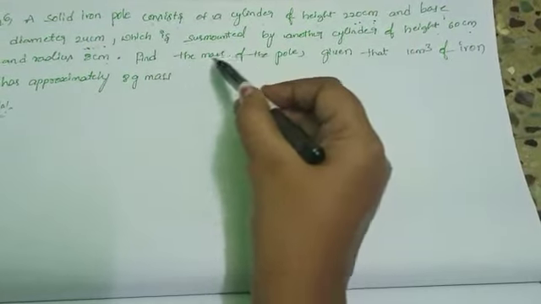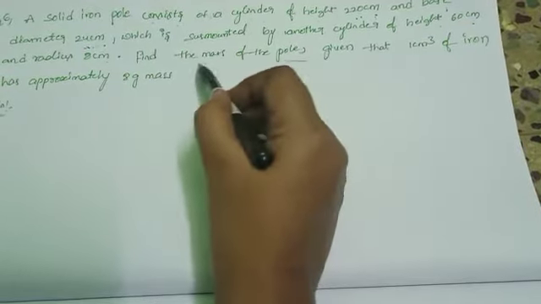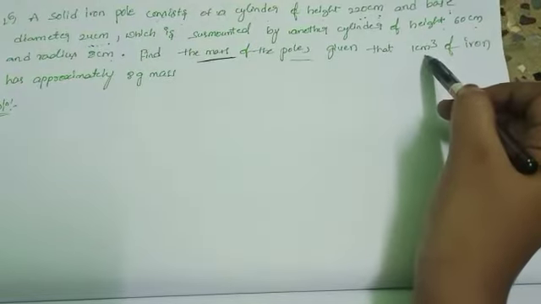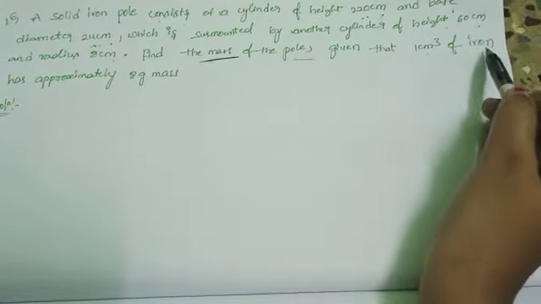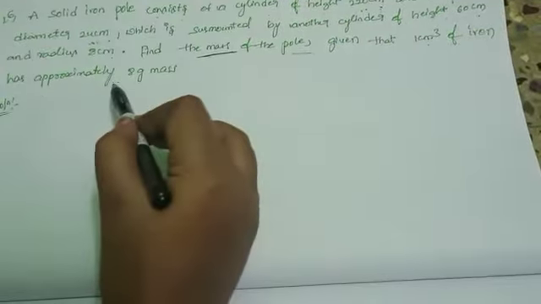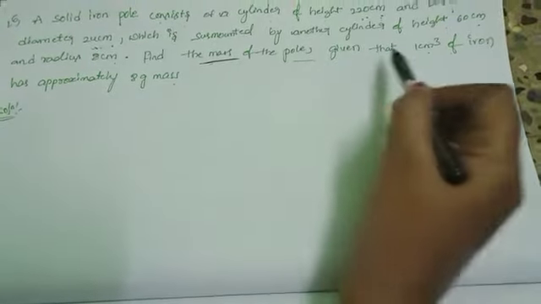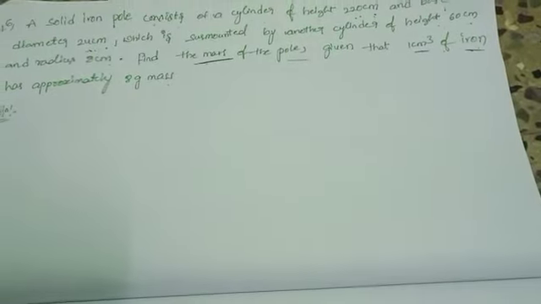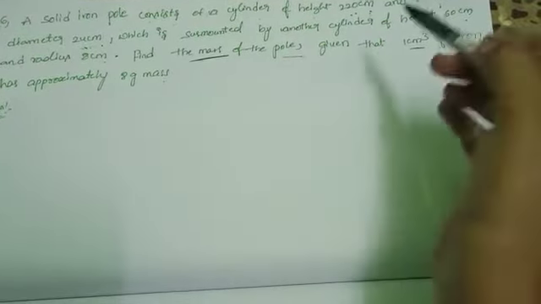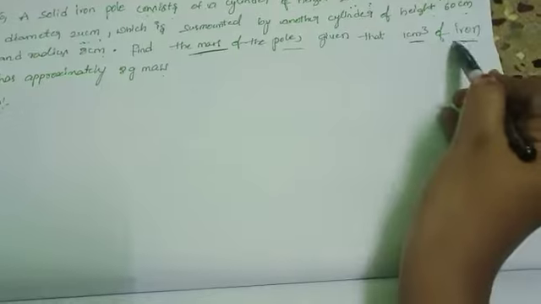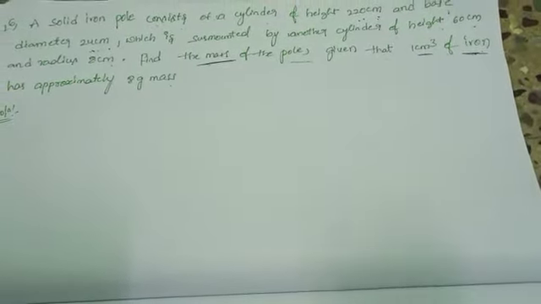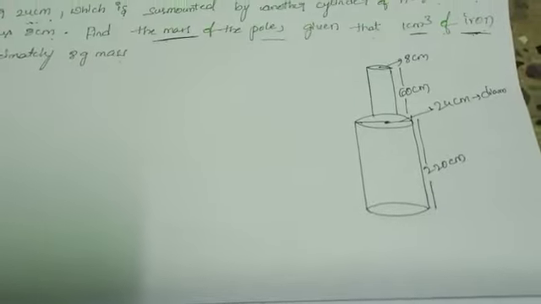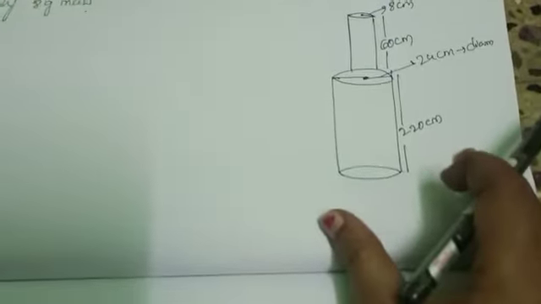Find the mass of the pole, given that 1 centimeter cube of iron has approximately 8 grams of mass. It means this is the density of iron. Okay, this is the density of iron. So first draw the figure. This is the iron pole.